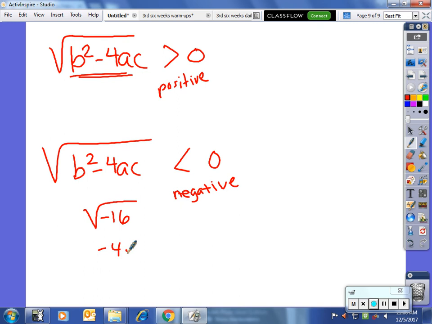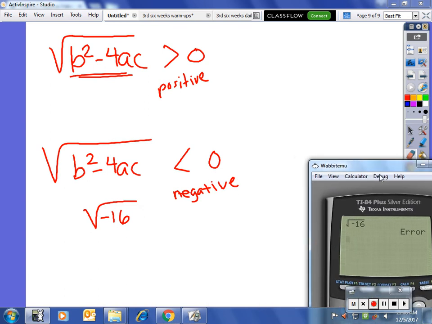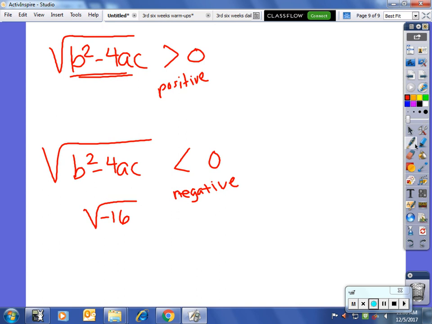Alright, so negative 4 times negative 4 equals positive 16. Okay, so positive 4 times positive 4 equals positive 16. Yeah, it has to be the same. So guess what? Watch what happens when I try to get the calculator to tell me the square root of negative 16. It says error, non-real. So what does that mean? It means that there are no roots.